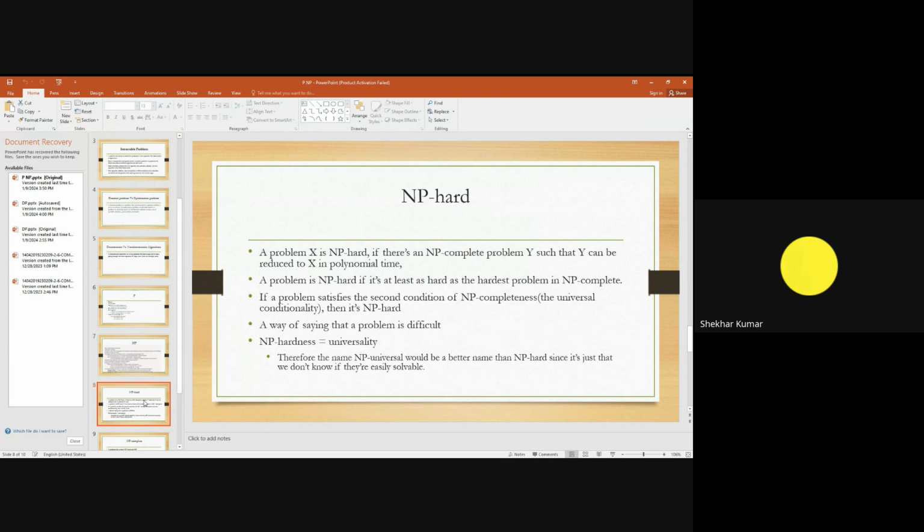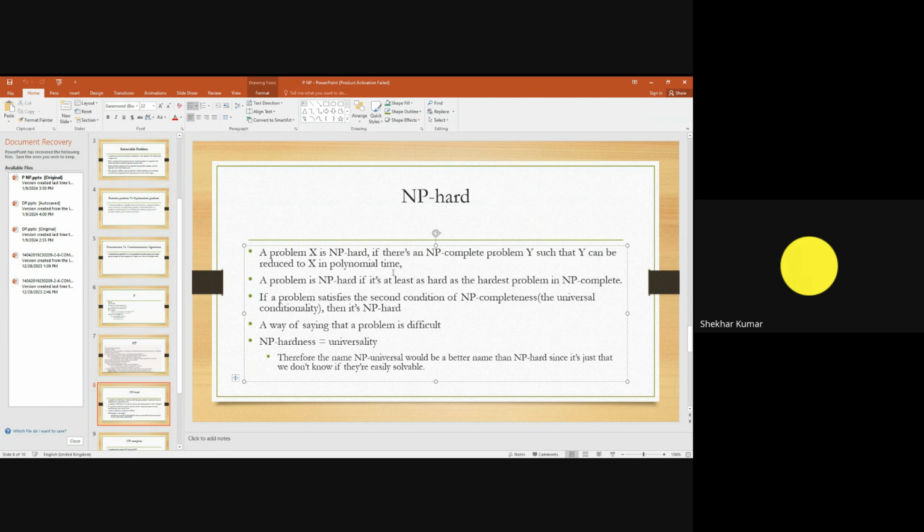That are called your NP hard problem. NP hard problem is the hardest problem in NP, and it is a class of problem such that every problem in NP reduces to NP hard. For example, a problem X is NP hard if there is an NP complete problem Y such that Y can be reduced to X in polynomial time.